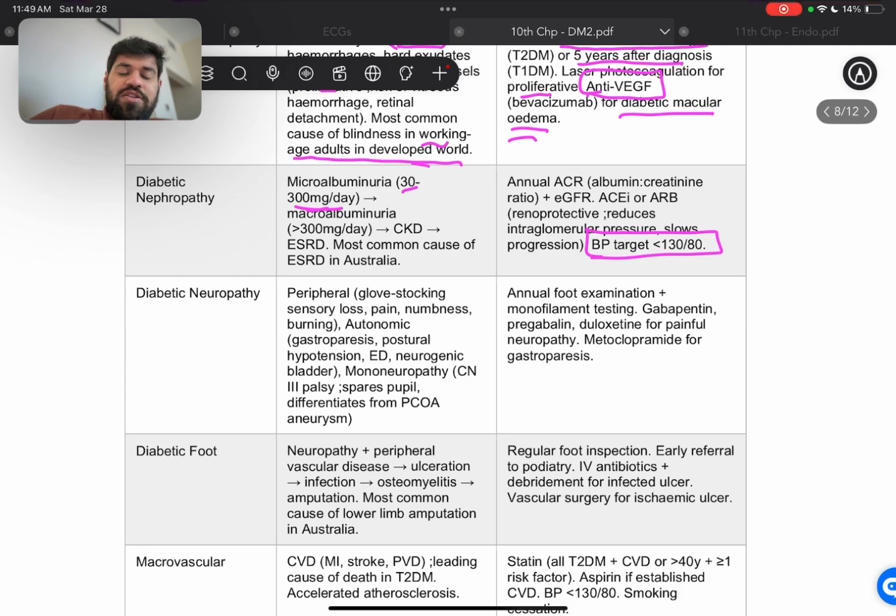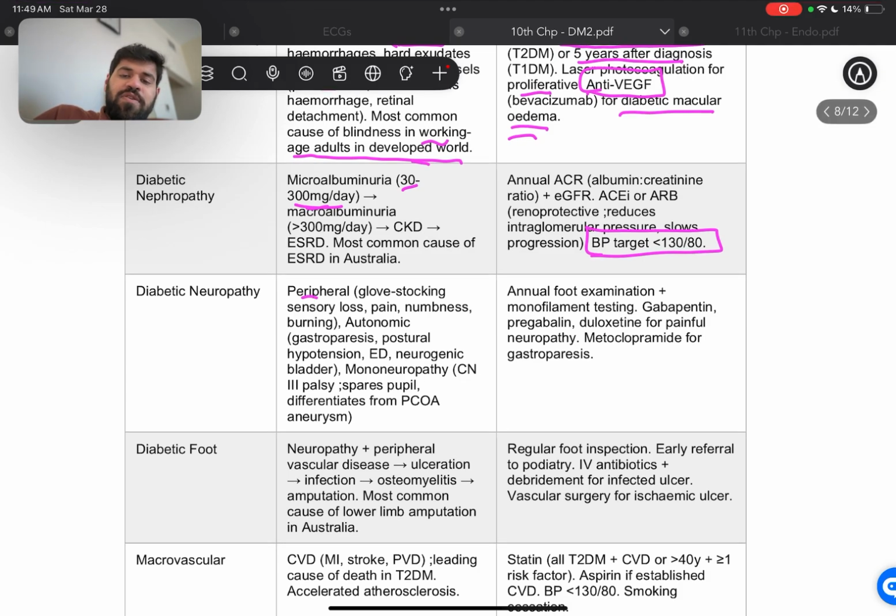Then diabetic neuropathy. It has peripheral glove and stocking sensory loss, pain, numbness, burning, and there's going to be less sensation, so the patient is going to have less pain feeling, as well as numbness and burning. So it's more common for them to have wounds and ulcers that go undiagnosed or untreated because they can't feel them. All right, then we have autonomic neuropathy: gastroparesis, postural hypotension, and neurogenic bladder.